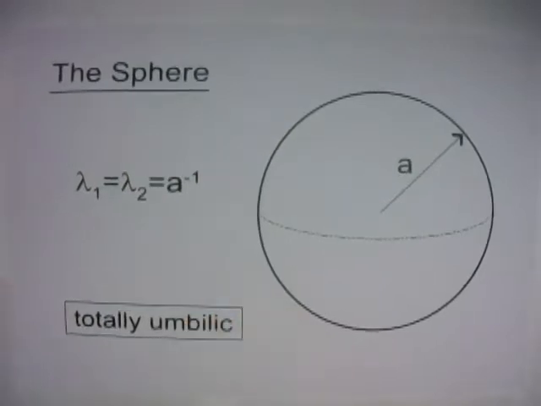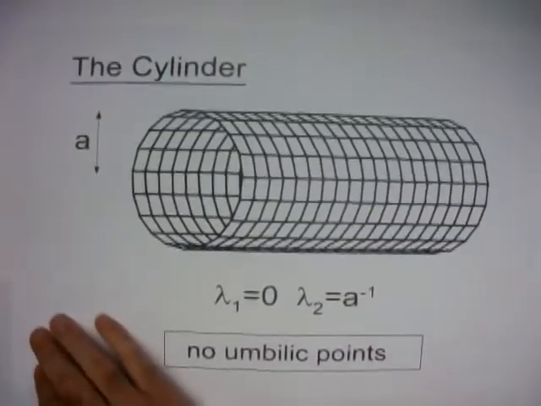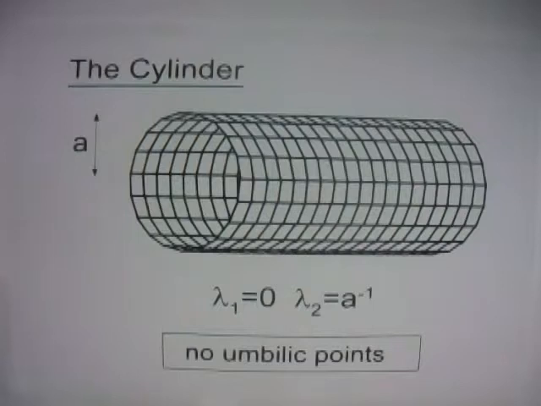Let's look at the sphere. The sphere is umbilic everywhere. It's totally umbilic. At every point the eigenvalues are equal, and it's 1 over the radius of the sphere. If we look at a cylinder, we see the curvature is flat in one direction, and it's curved in another, and in fact it has no umbilic points.